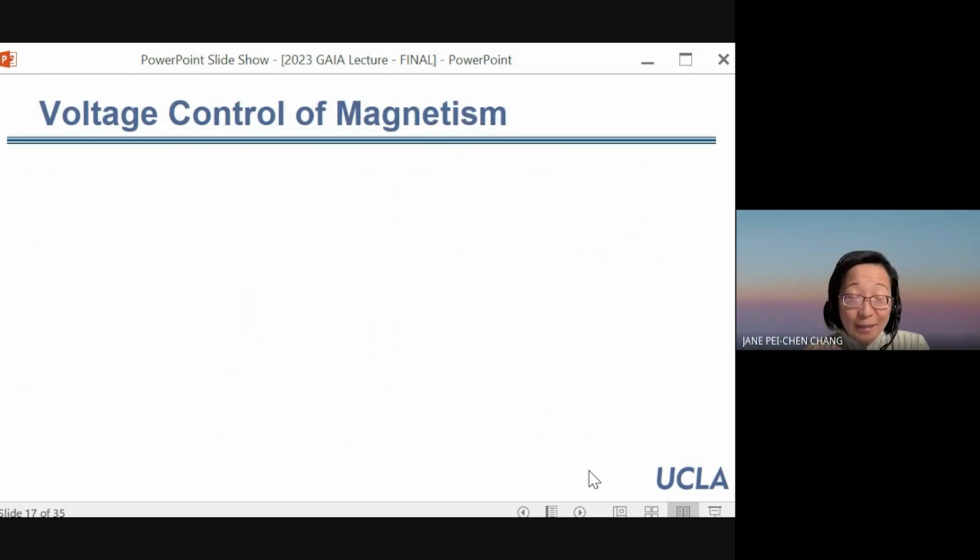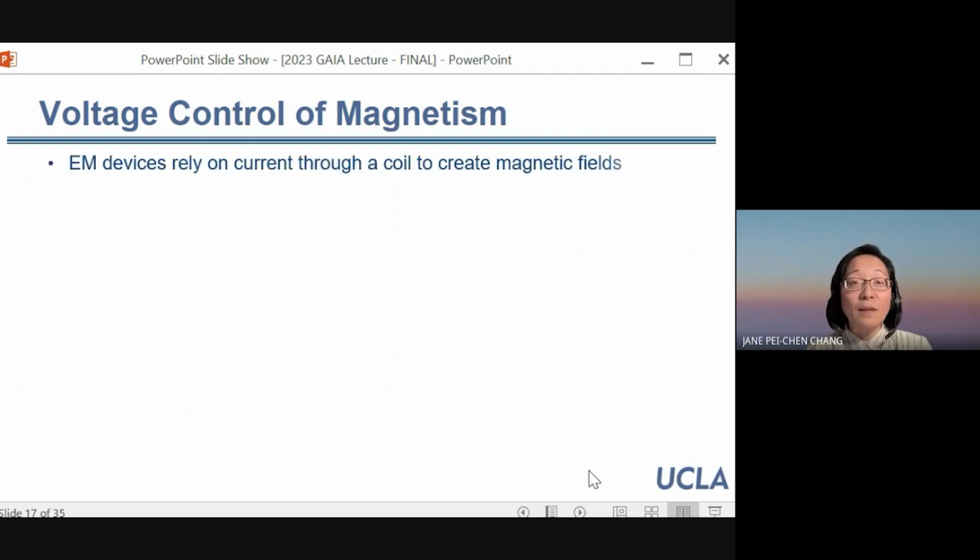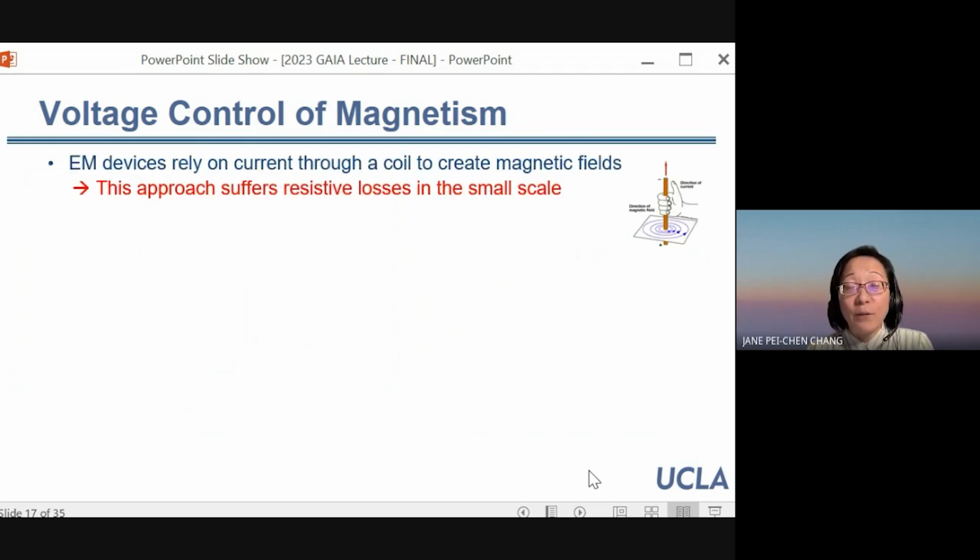Before I discuss the multiferroic material, I wanted to briefly go over the voltage control of magnetism. This is a phenomenon that we have known for hundreds of years. If you pass a current through a wire, you create a magnetic field around it, right? This particular concept can be scaled to make very tiny little wires and create a magnetic field. But at very small scale, a conductive wire becomes very resistive. So most of the energy that you put in is lost to heat. So it's not an energy efficient process.